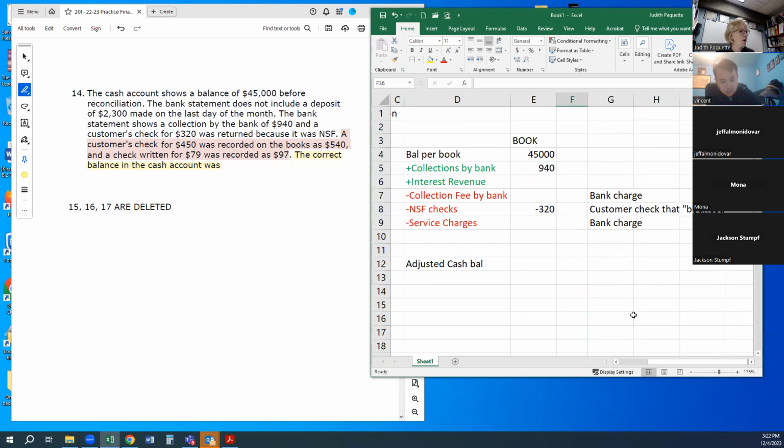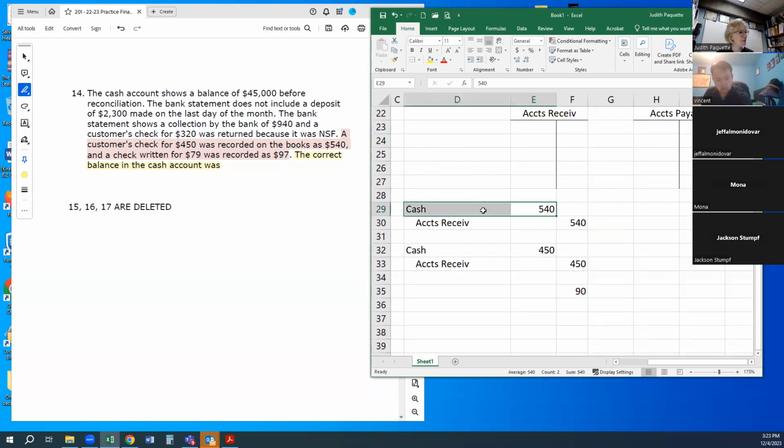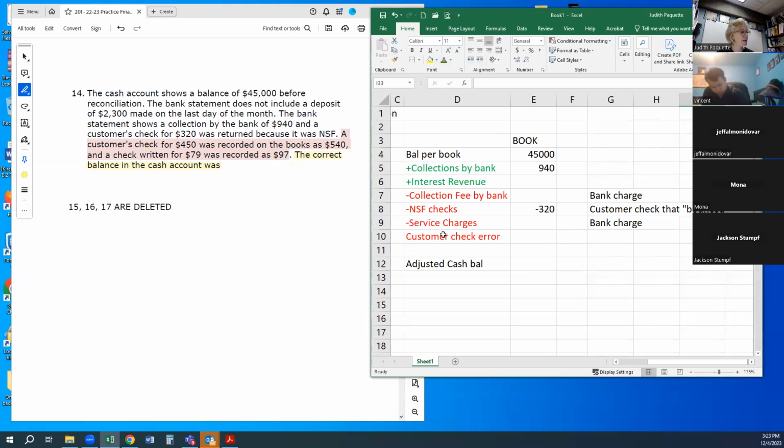Okay, so we're on the book side, and now we have an error. We have a customer check error. We erroneously recorded a deposit for $540. We should have recorded it for $450. The difference is 90. Do we add that to cash or subtract it from cash? So we erroneously wrote it here. The amount should have been $450. Yeah, we subtract it. Okay, so we're going to subtract that customer check error, 90.